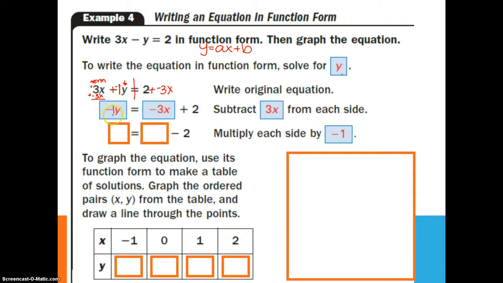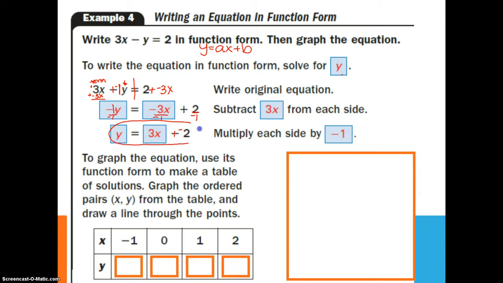Now I'm not done. I have to leave a positive y for function form. So how do you get rid of -1 times y? Divide by -1. I'm actually dividing everything by -1. So -1 divided by -1 is y. That's what I want. -3x divided by -1 is positive 3x. And positive 2 divided by -1 is -2, which you could have adding a -2 or you can have subtracting.